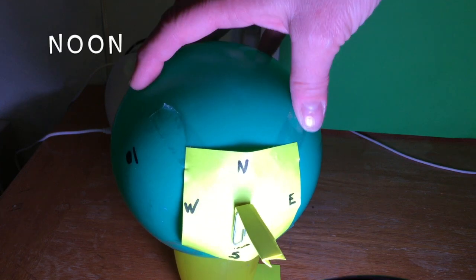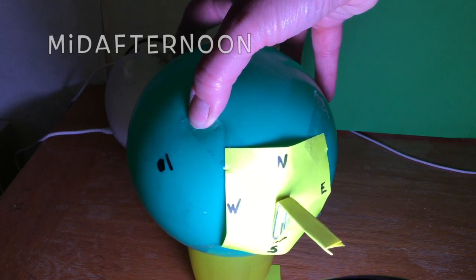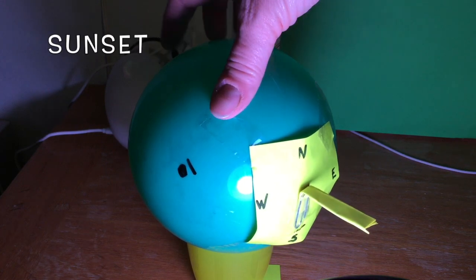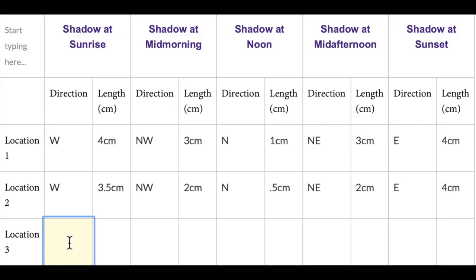Noon, the shadow is pointing north, and you can barely see it, maybe 1/2 centimeter. Mid-afternoon, the shadow is pointing northeast and is about 2 centimeters. Sunset, the shadow is pointing east and is 3.5 centimeters long. Let's look at the data we collected.